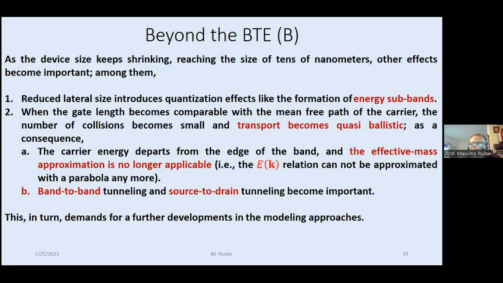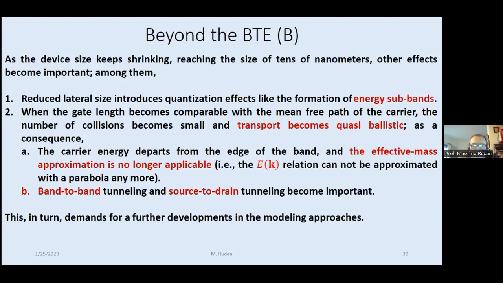First of all, when we consider devices that are very narrow, that is, the lateral size of them is very much reduced, then we have quantization effects. And the main quantization effect is the formation of energy subbands. This is not included in the models that I have described so far.